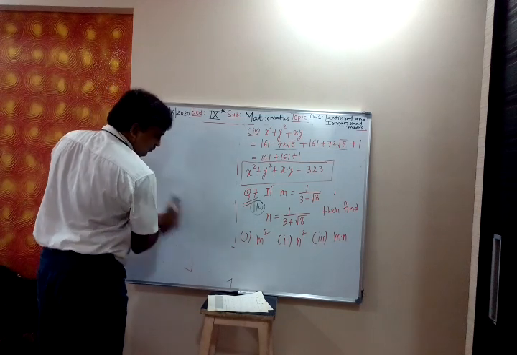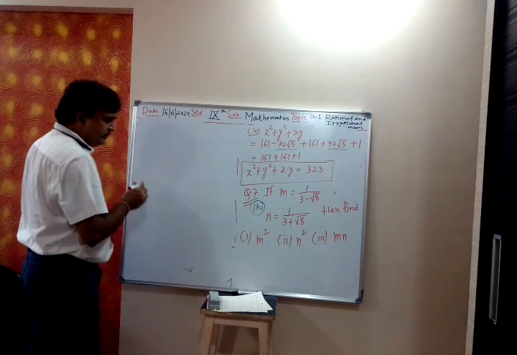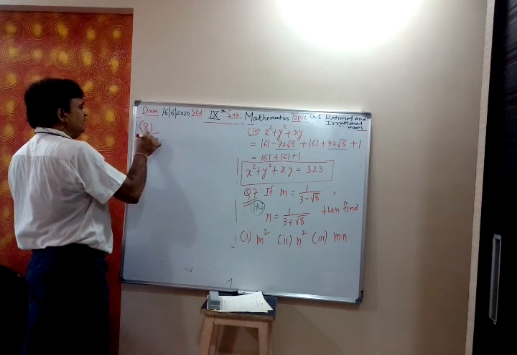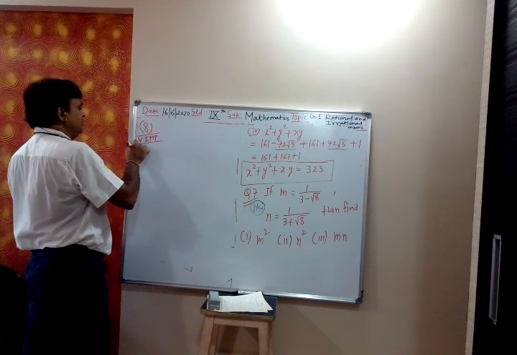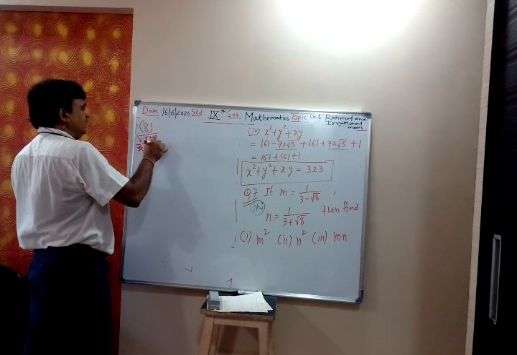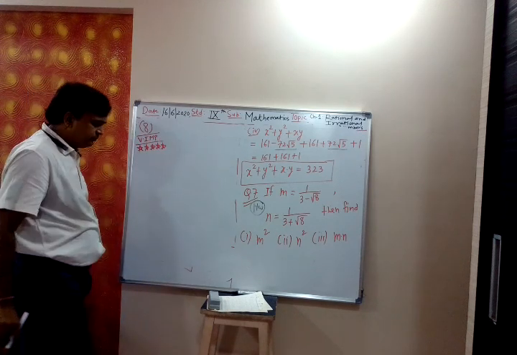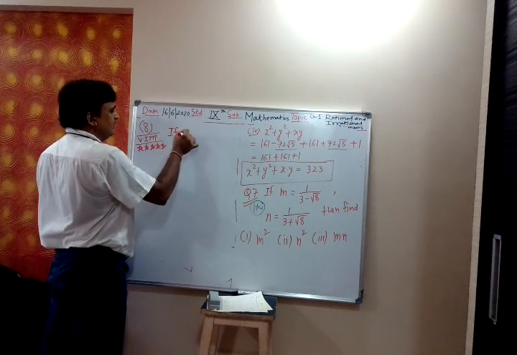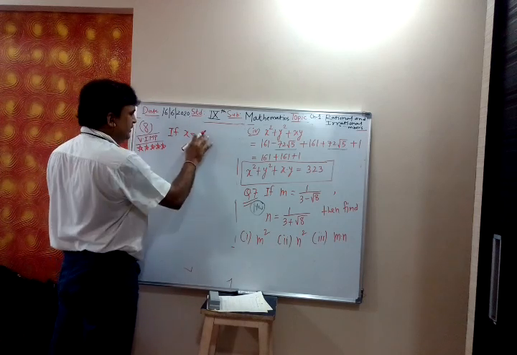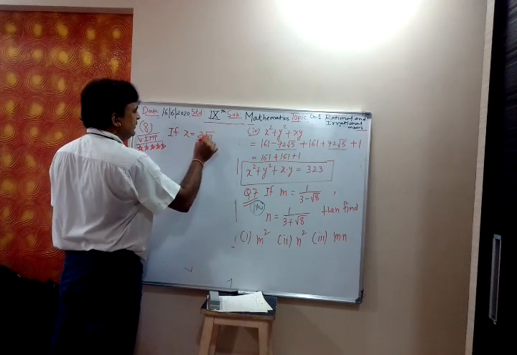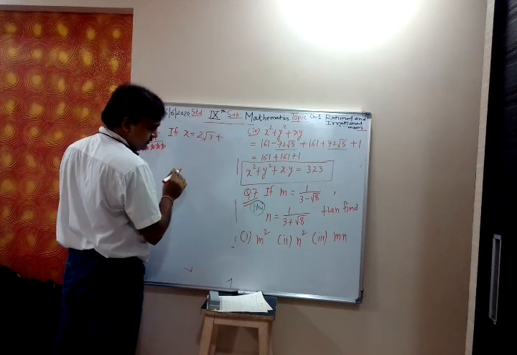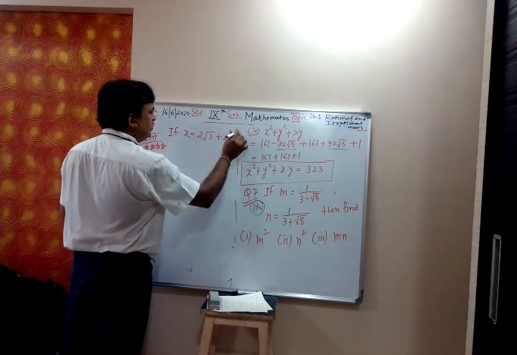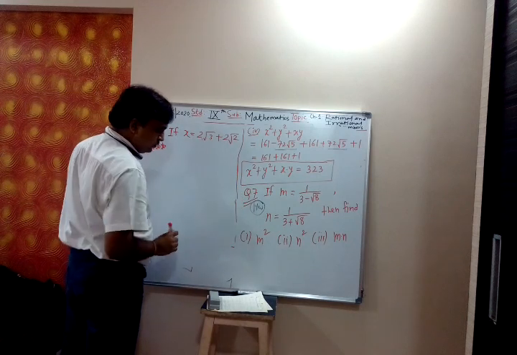Eighth one, you can mark it very important. Eighth one, mark very important and put 5 stars, which means this is the most favorite question. Eighth one: if x is 2 root 3 plus 2 root 2.